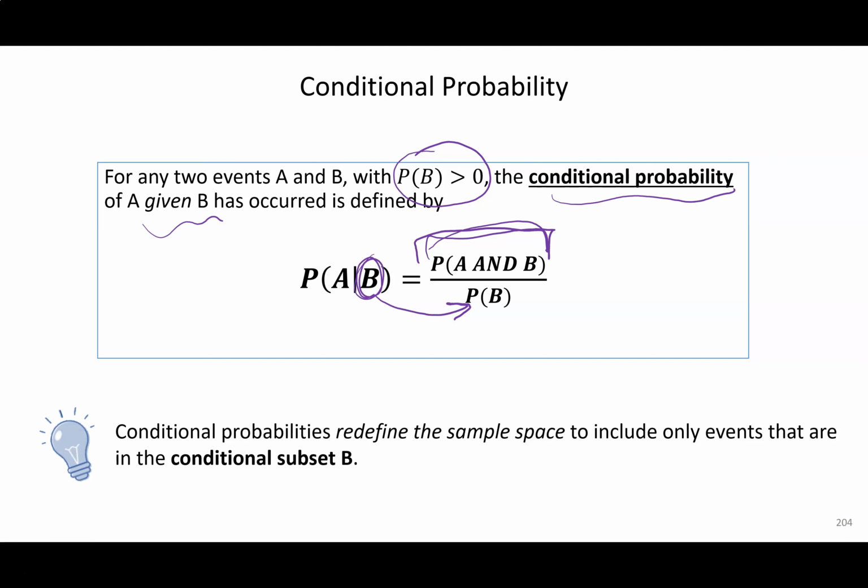So they redefine the sample space. What it does is it narrows it down. So instead of looking at all 10 students in that sample, now we're only looking at the 5 students in the pre-med subsample.